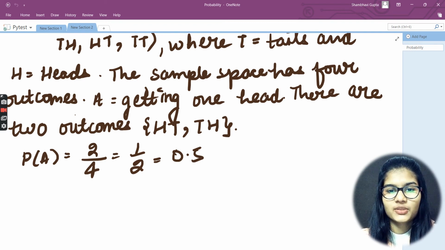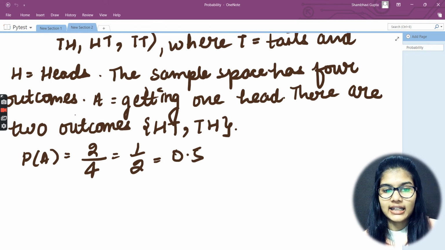So in that case, the sample space will actually have the 4 outcomes, right? And A will be getting one head. So in that case, there will be 2 outcomes, that is head tail and tail head, because these are the only 2 outcomes in which one head is occurring. So I just wrote both of those, and then the probability of A is 2 by 4, that is equal to, if I cancel that out, 1 by 2. Further, I have 0.5, and the probability of A is 0.5, so that means that it is equally likely to happen. So this was what we just discussed as well.